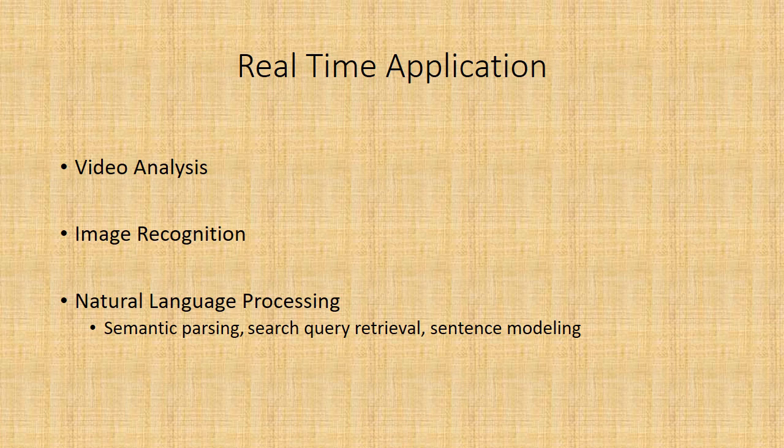So CNN applications are video analysis, image recognition, and NLP, natural language processing. But generally, it is used in the field of image recognition and video analysis. Video analysis in turn is actually a mixture of CNN and RNN. We'll discuss more about RNNs in the future.